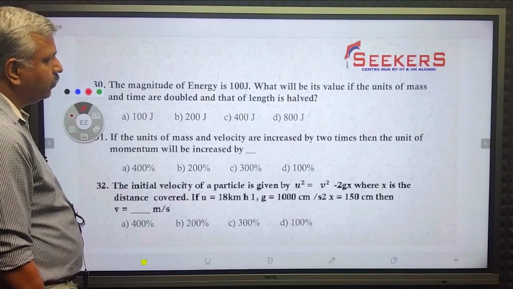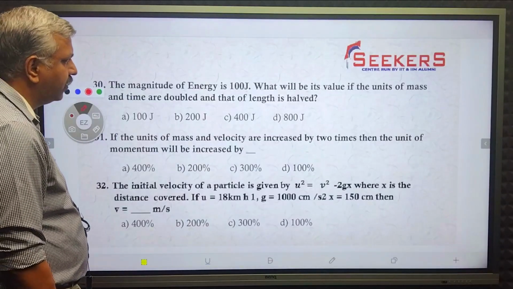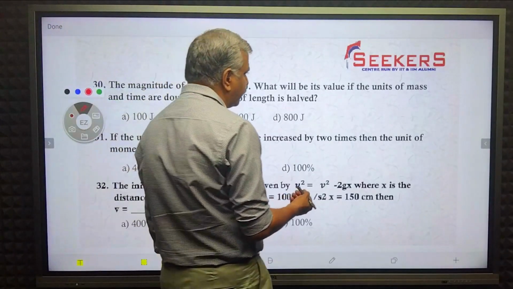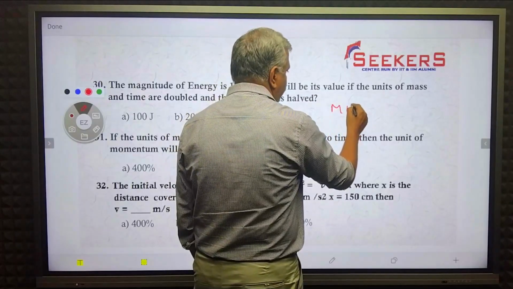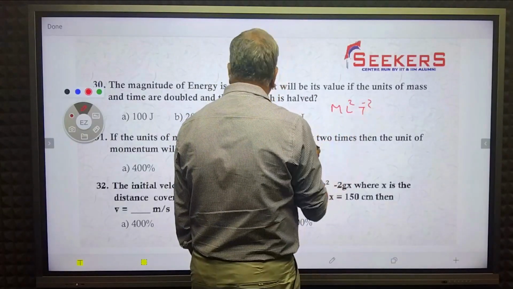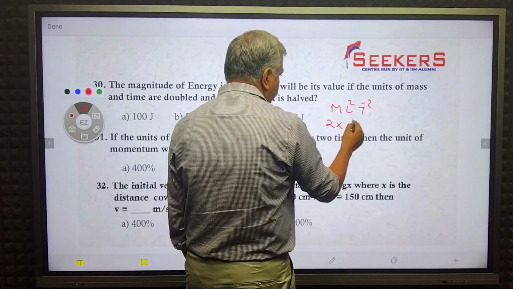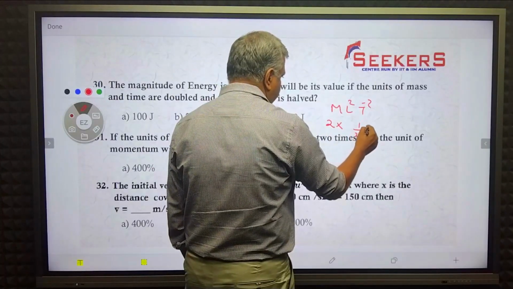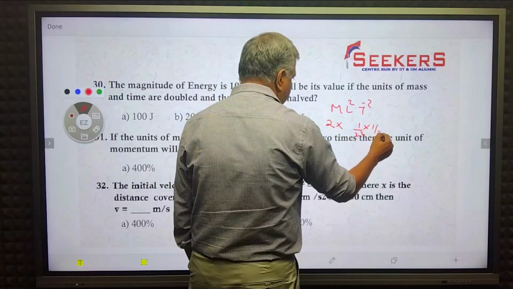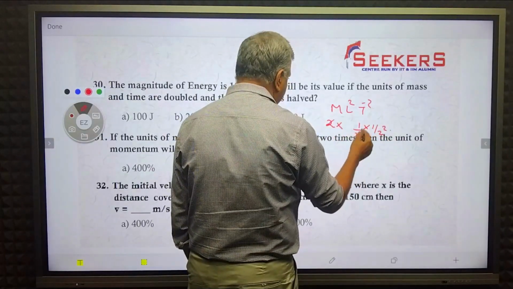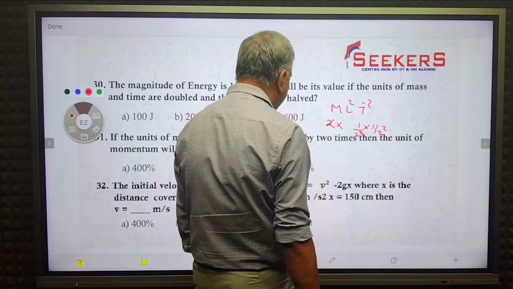What will be the value if its units of mass and time are doubled and that of length is halved? So like we have been discussing these kinds of questions all the time. The dimension of energy is M L squared T power minus 2. If the units of mass and time are doubled, so that means this will become 2 into 1 by 2 squared, and that of length is halved into 1 by 2 squared again. So this will become 2 cubed. So 100 divided by 2 cubed will be 8 point something.